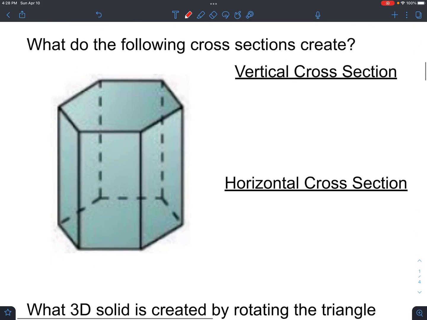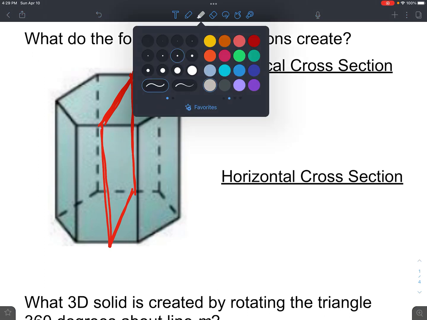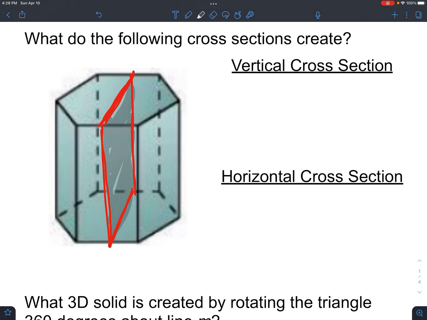So this could be a question: what is the vertical cross section of this solid? What you have to think about is if you took a plane like this and cut it vertically through this thing, we're interested in what this shape is here. So it looks like it's a rectangle, and that would be true.